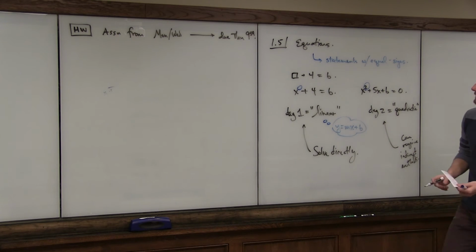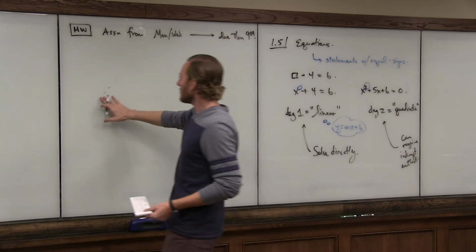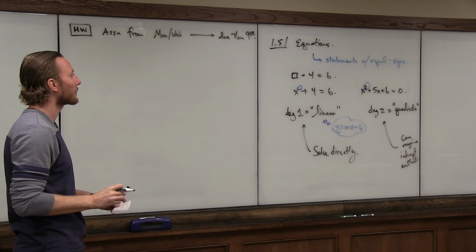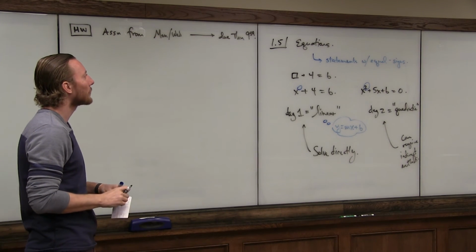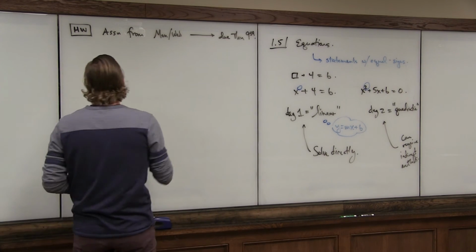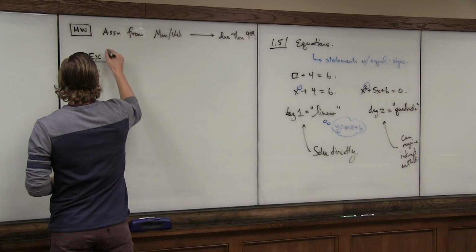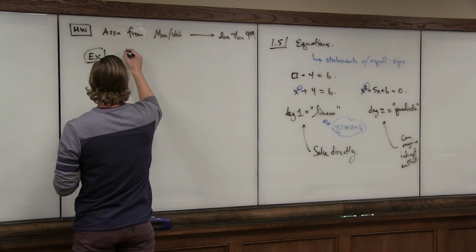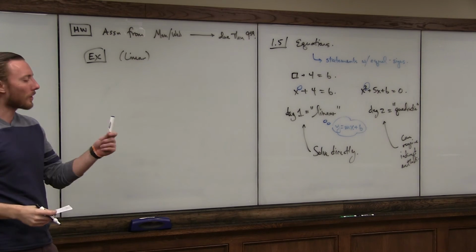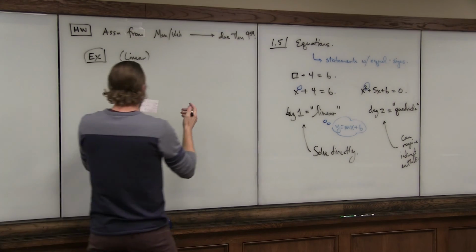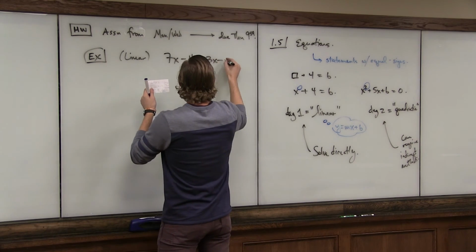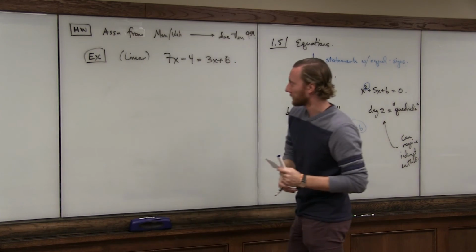We'll see examples of that as we proceed. But for today, let's just get our mental wheels rolling in the direction of thinking about equations. So let's deal with an example. And this example is going to be a linear example. A linear example you can solve directly. Here's one: 7x minus 4 equals 3x plus 8.